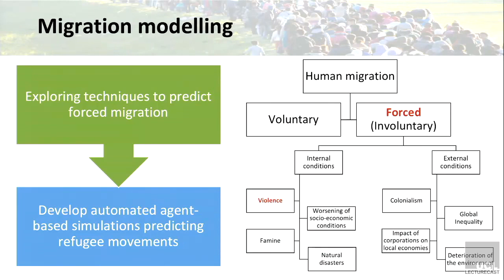But the main aspect within our research is the violence that forces people to flee, and I aim to develop automated agent-based simulation predicting refugee movements. But you would ask, why is it important to model refugee movement?